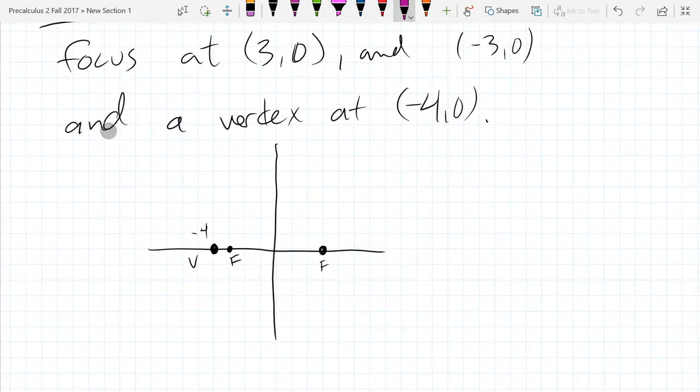And I think I was using purple before for the actual points on the parabola, so I'll use purple for the actual points on the ellipse. So the black markings, the foci, are not points on the ellipse. Those are used to create the ellipse, but they're not actually points on the ellipse.